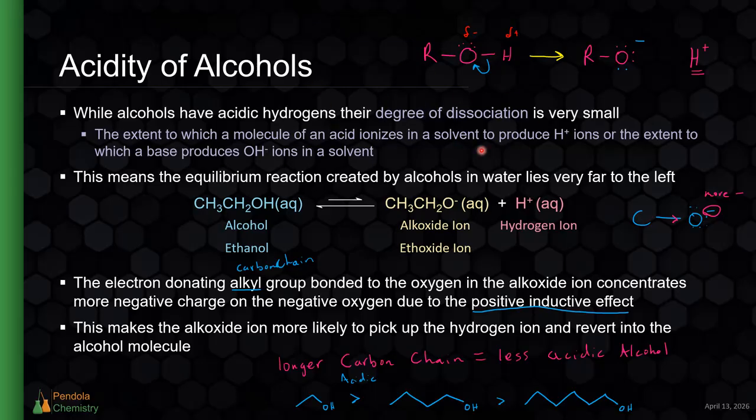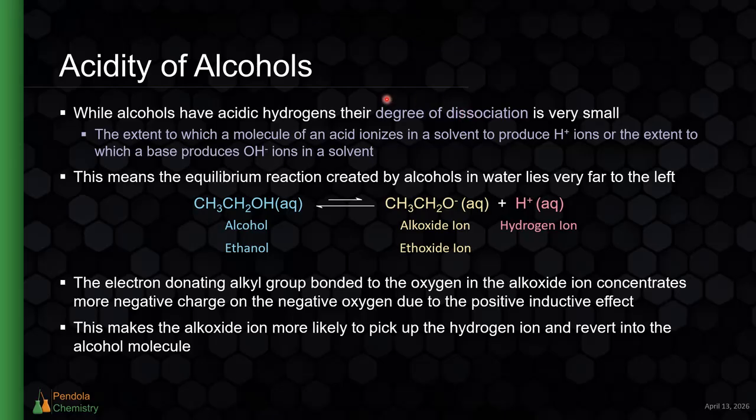Alcohols already have a very low degree of dissociation. They're very, very weak acids. And the longer the carbon chain is, the weaker the acid becomes, the less acidic they become because of the positive inductive effect from those carbon atoms. And that's it. That's our chapter 17, section 1.